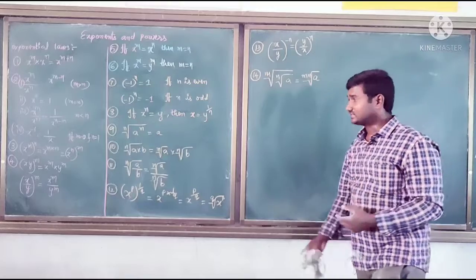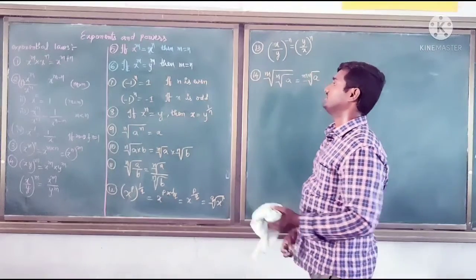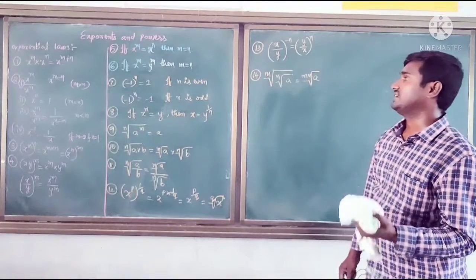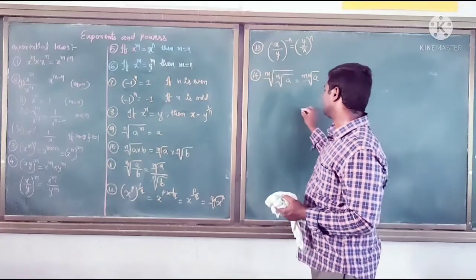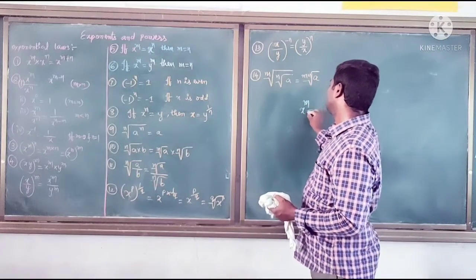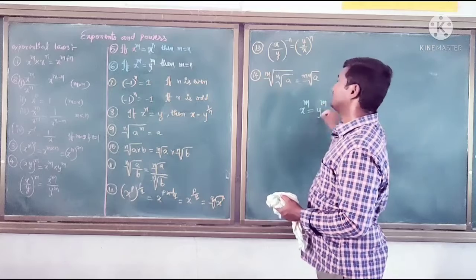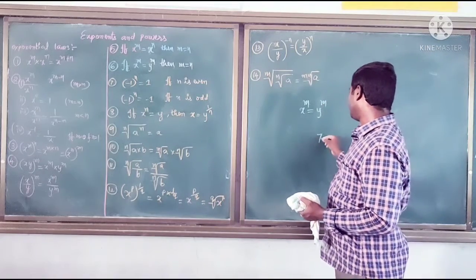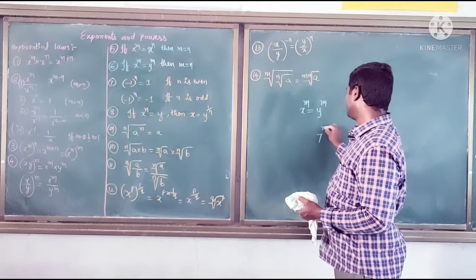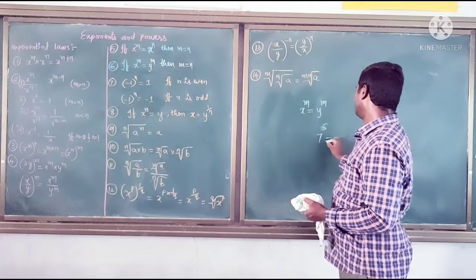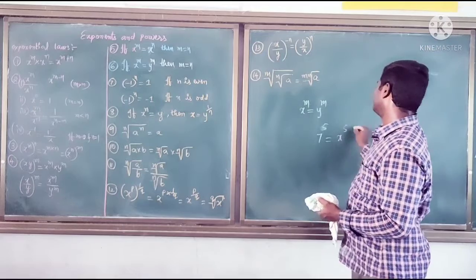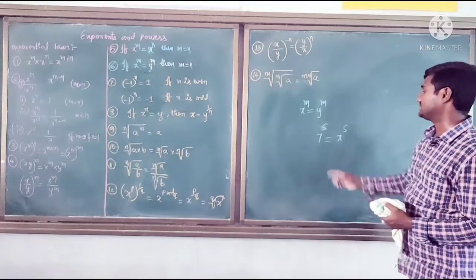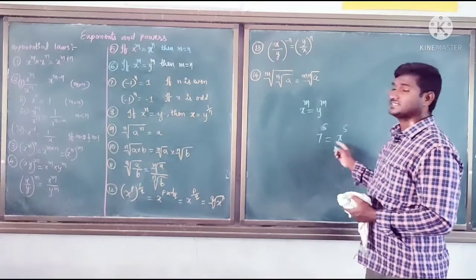See, next formula: if x power m is equal to y power m, then x is equal to y. If x power m equal to y power m, then x is equal to y. See, 7 power 5 equal to x power 5. So both sides here the powers are equal, then the bases are also equal.